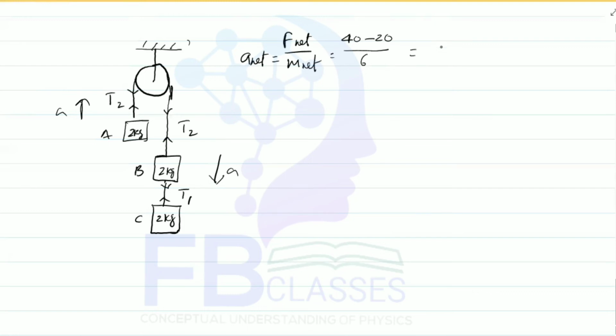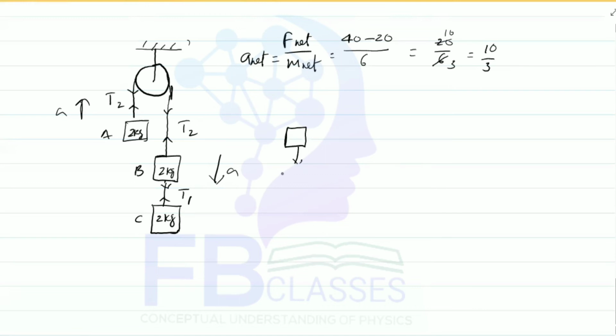That is equal to how much? 20 upon 6. Yes or no? That is equal to how much it is? So 2 3s are 6, 2 10s are 20. So that is 10 upon 3 meter per second square. Understand? So now we have to find out the tension in between B and C.